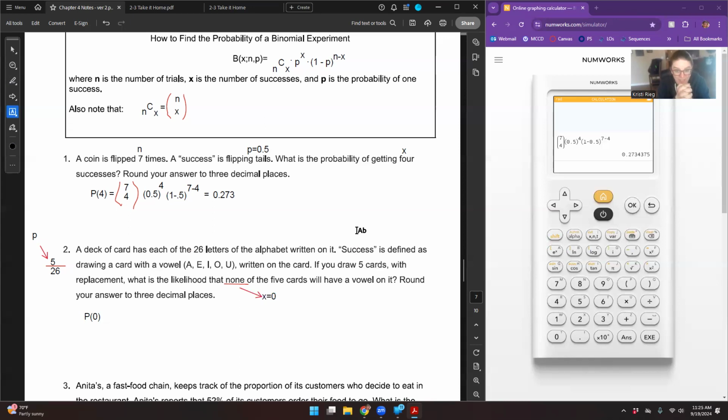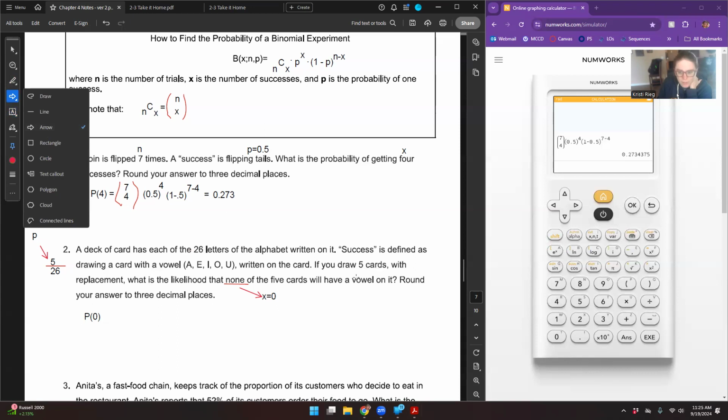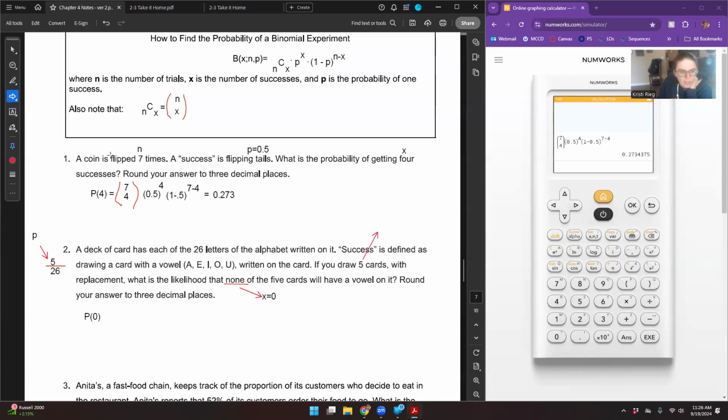5 is the number of trials. 0 is the number of successes. We're not drawing 26 cards. Goodness gracious. It's like my first day on the Zoom over here. 5 is our N. We're drawing 5 cards. Sorry about that. 5 out of 26 is a success, and none of them is what we're looking for. We want X to be none. Okay. Now that we're all thoroughly confused, let's plug this in the calculator.